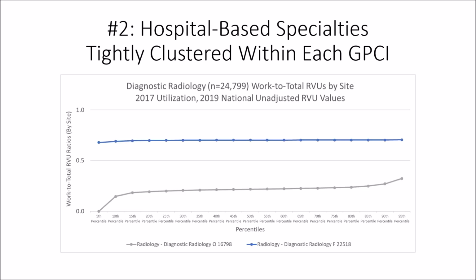This trend is also evident within diagnostic radiology. The blue data points above indicate the distribution of work to total RVUs for radiologist services performed in facility settings and applying a 26 modifier code. The gray data points below indicate the distribution of work to total RVUs for radiologist services performed in non-facility settings wherein radiology services are billed for globally. Within each of these sites of service, the distributions are again extremely flat between the 10th and 90th percentiles for this sample of over 24,000 diagnostic radiologists.